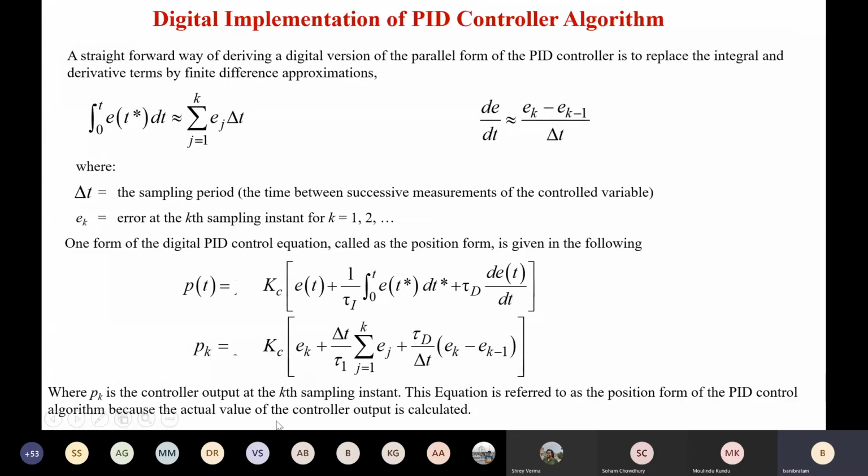Here P_k is the controller output at the kth sampling instant. This equation is referred to as the position form of the PI control algorithm, because the actual value of the control output is calculated. So this particular form is known as the position form, and there is another form where the difference of error is taken, that is called the velocity form. Here, just for representative purposes, we are discussing this position form of PID control, which is the digital implementation of the analog PID logic. Okay, is it okay?